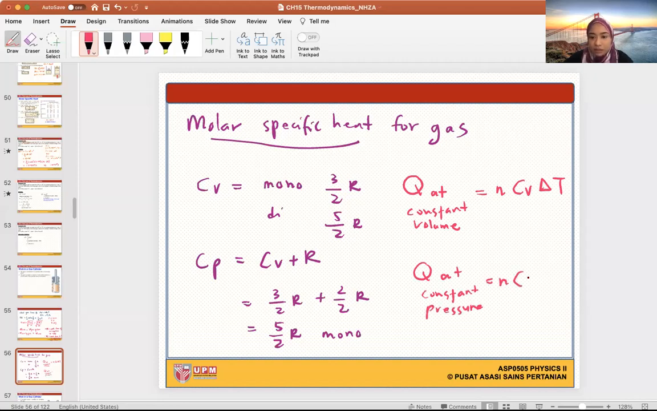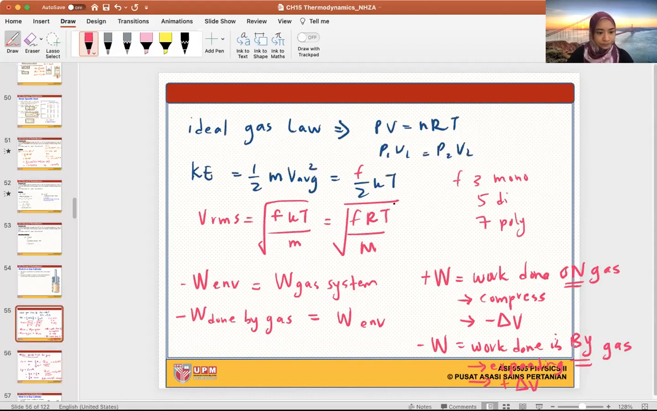That is nCpΔT. And there's another equation that we learned from this subtopic, which is ΔU equals nCvΔT, always. Always. So this is another equation for ΔU apart from nRΔT and apart from Q plus W. Okay, so what is Cv? Cv is this, depending on the type of gas. Okay, I think that was it. Let's continue.